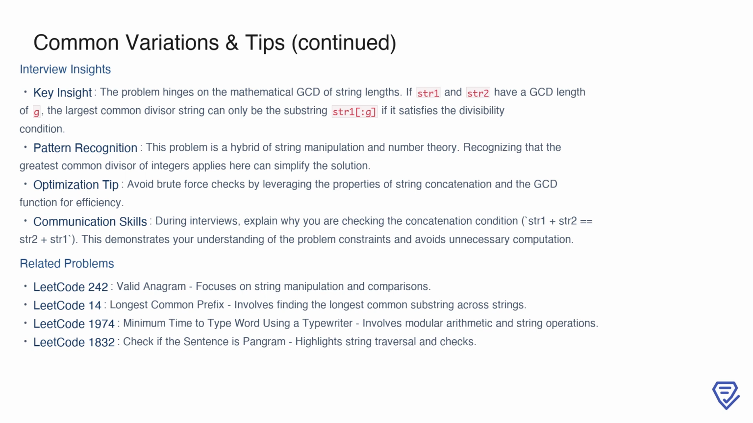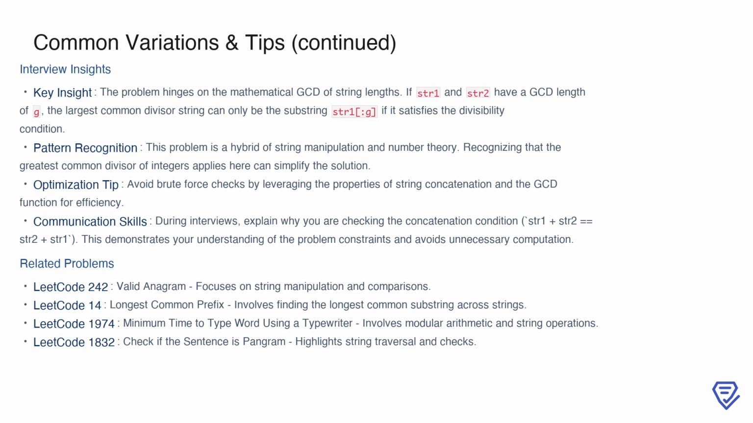To perform well in interviews, it's important to focus on key insights and develop a clear understanding of the problem. At its core, this problem is about the mathematical GCD of the lengths of the two strings. If the GCD of the lengths is G, the largest common divisor string will be the substring str1[0:G], but only if it meets the divisibility condition. Recognizing this connection between number theory and string manipulation can simplify the solution significantly. For optimization, avoid brute force checks and instead rely on the properties of string concatenation and the GCD function for efficiency.